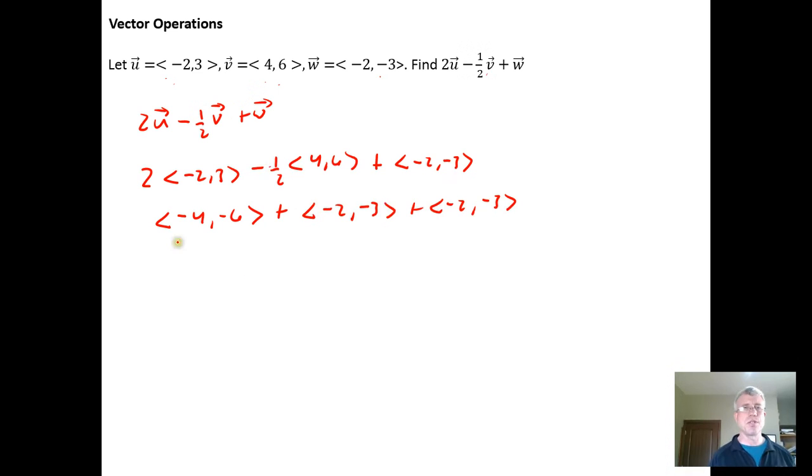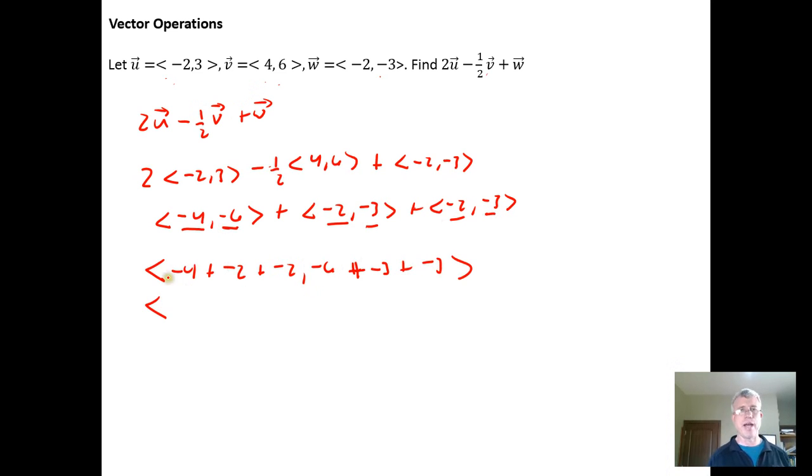And then the sum is just going to be the sum of corresponding components. So the first component plus the first component plus the first component, comma, second component plus the second component plus the third component. And then you just simplify. So negative 4 minus 4, that's a minus 8, and minus 6 minus 3 twice is minus a 12.